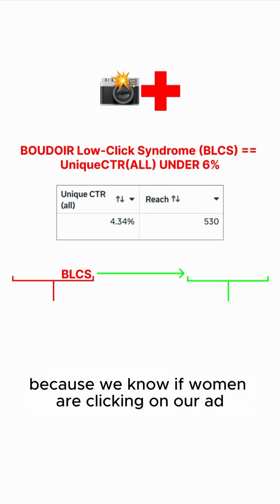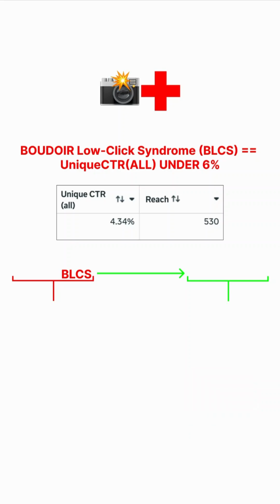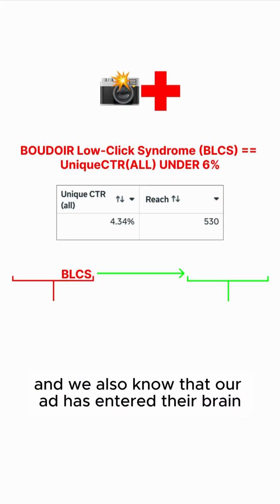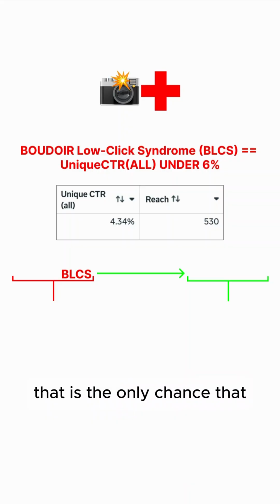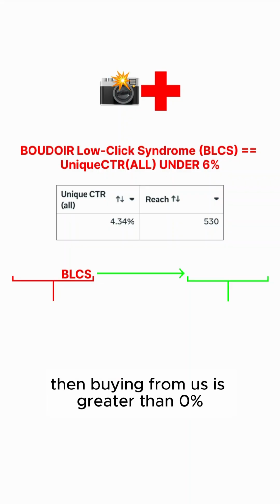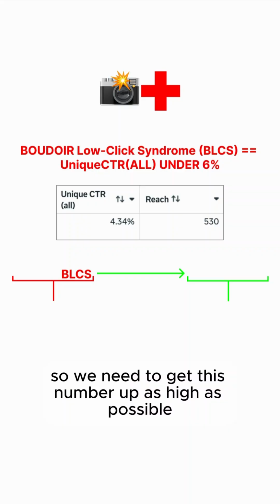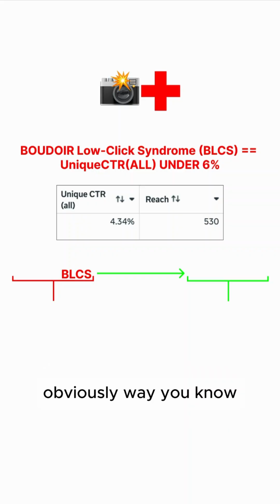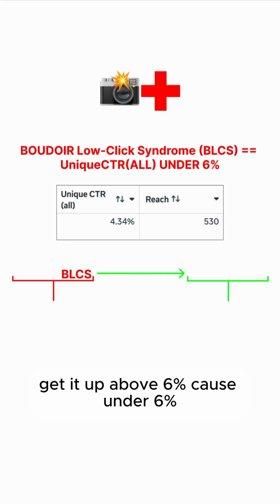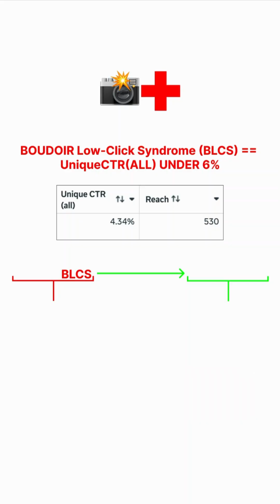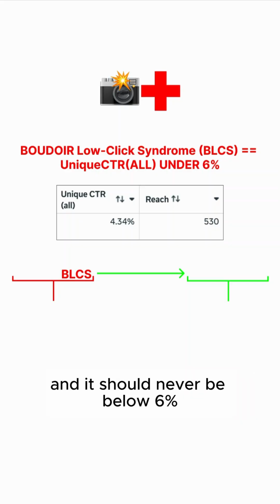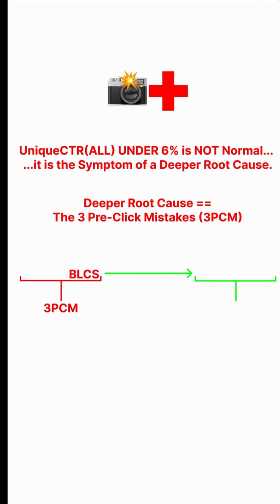And now we care about this because we know if women are clicking on our ad, then they're not scrolling by. And we also know that our ad has entered their brain. And when our ad enters their brain, that is the only chance that them buying from us is greater than 0%. So we need to get this number up as high as possible. Obviously, get it up above 6%, because under 6%, there's some massive structural issues with the ad. And it should never be below 6%. 6% is like the bare minimum.